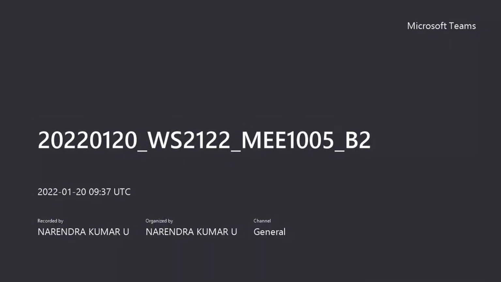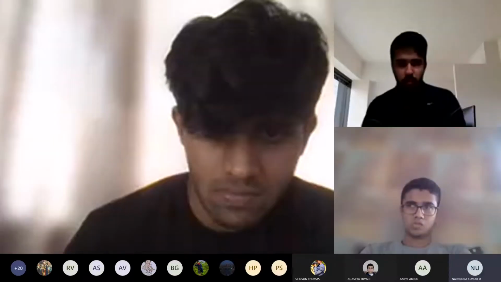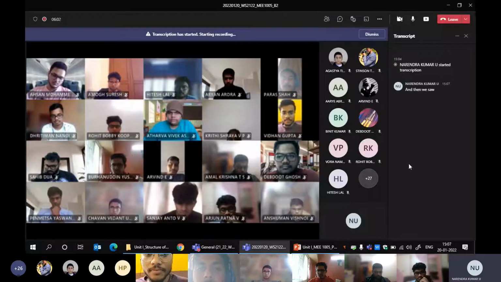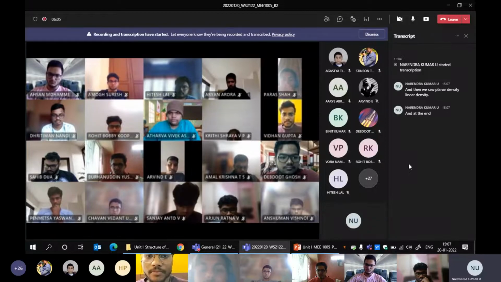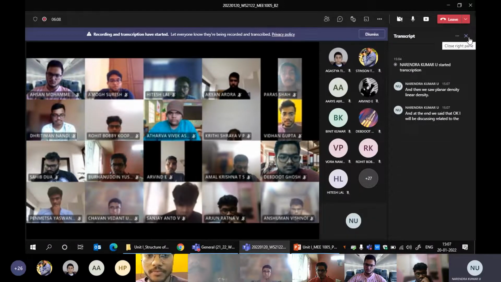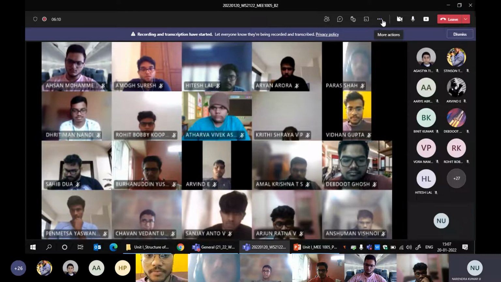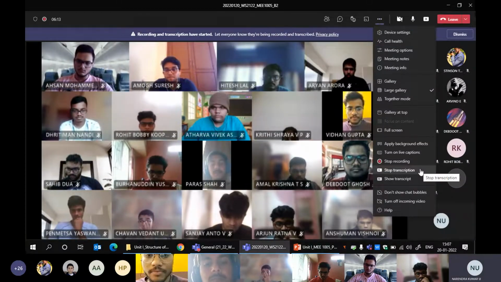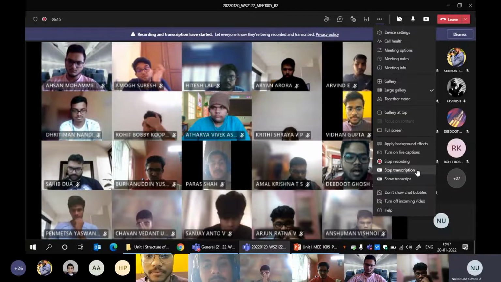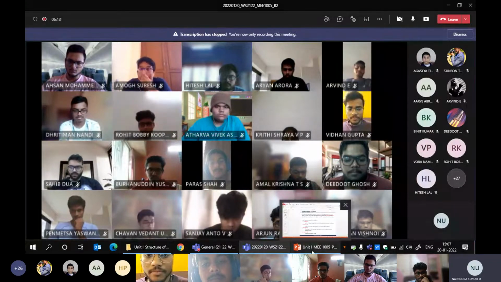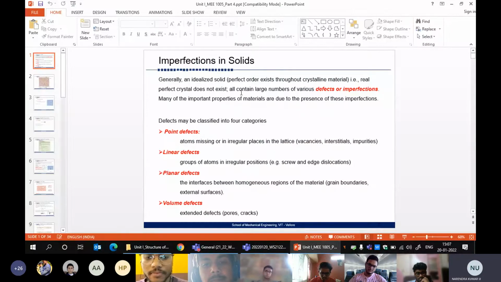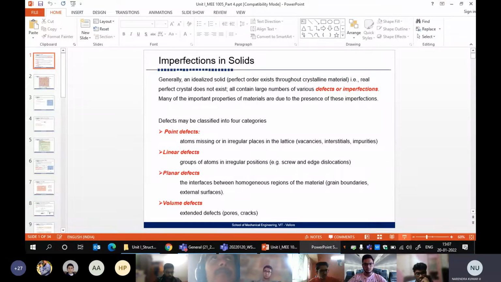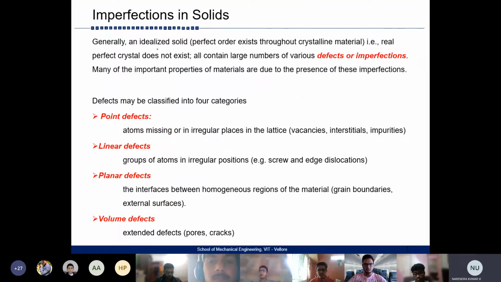Points, directions, and then we saw planar density, linear density, and at the end we said that I will be discussing the defects in solids. Whenever we talk about an idealized solid, it means that this solid has perfect order, which exists throughout the crystal system.